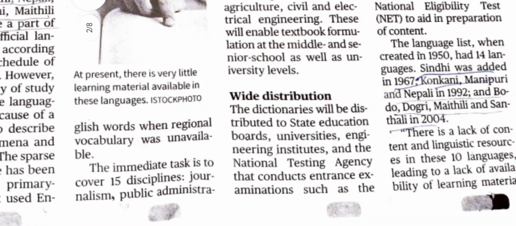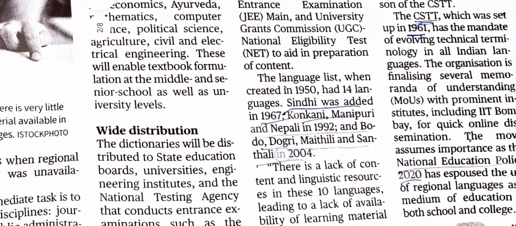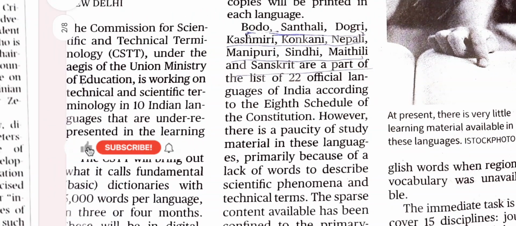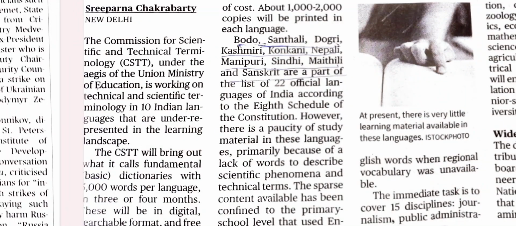So CSTT, remember CSTT, was established in 1961. CSTT, Ministry of Education, Commission for Scientific and Technical Terminology. And the 10 languages are Bodo, Santali, Dogri, Kashmiri, Konkani, Nepali, Manipuri, Sindhi, Maithili, and Sanskrit.